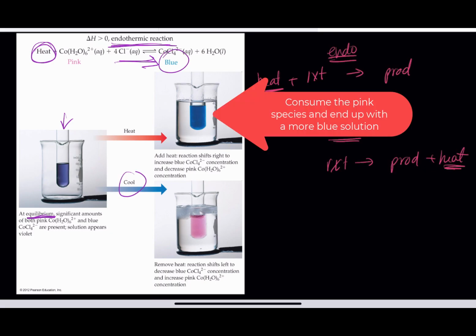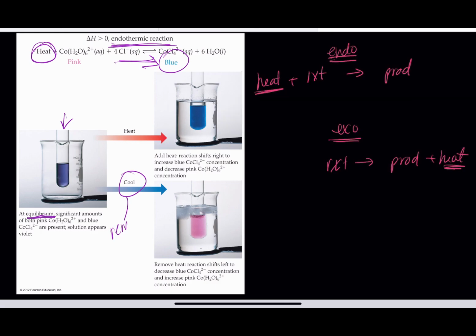If we cool the system, cool means to remove heat, that's what that means, which in this case is like a reactant. So if I remove a reactant, then the system will consume product to produce more reactant. Thus, we end up on the pink side. Okay. And so what that means is we can talk about heat in that way.